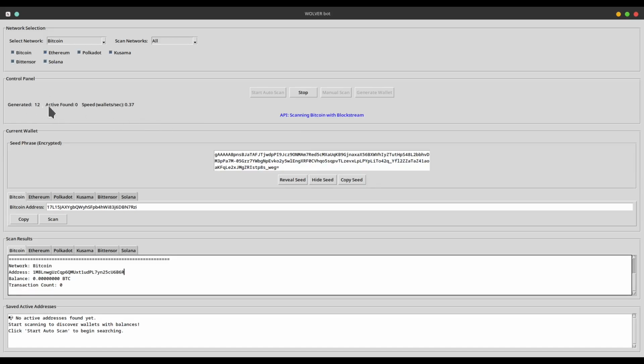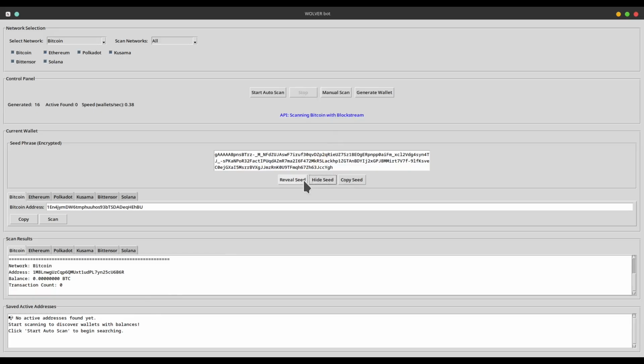The heart of the beast. We're talking entropy generation at a cryptographic level. These are mathematically secure seed phrases using the exact same standards as hardware wallets, like Ledger or Trezor. This bot speaks their language fluently. Every seed is derived through proper BIP39. Every address is generated using the same paths the entire crypto ecosystem trusts.